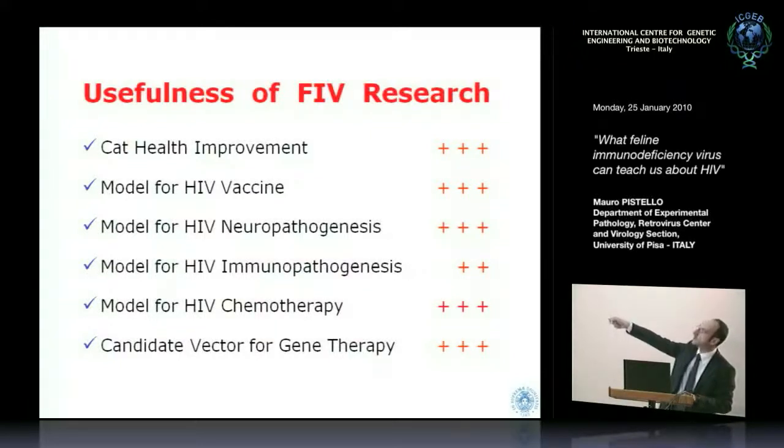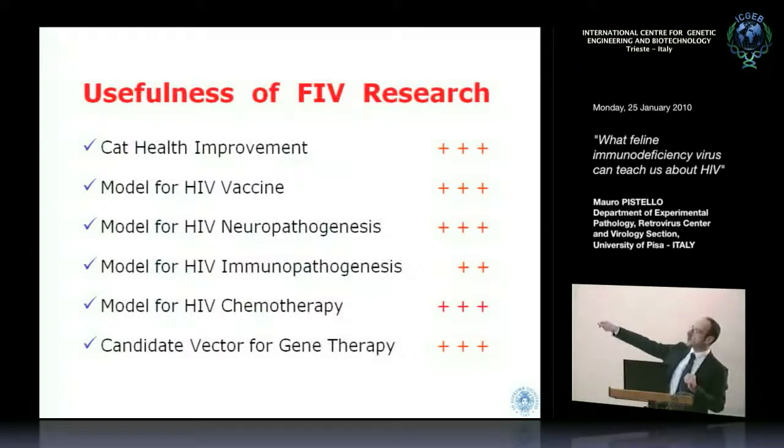It's also a good model for HIV neuropathogenesis. I didn't go into the details, but the neurological abnormalities that are observed in the animals, even during the acute phase of infection, are very similar to what you observe before treatment in HIV. So the AIDS dementia complex is also a picture that you observe in cats. It's a good model for HIV immunopathogenesis. Obviously, since we are working with cats, we have fewer reagents as compared to non-human primates and humans, so this can be a limitation.